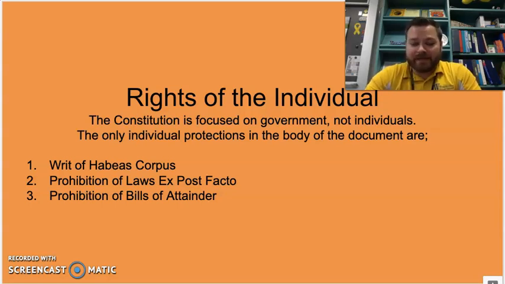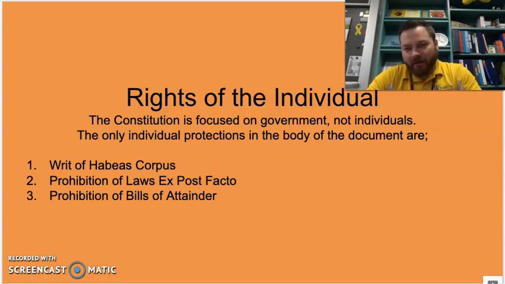Habeas corpus actually predates the Constitution. It's a legal principle that people who are being charged with crimes ought to be brought before a judge and told the crime they're charged with. You cannot be arrested and held in prison indefinitely without being told why you've been arrested and put on trial for that transgression. So that's what the writ of habeas corpus states, and so the Constitution says you can't suspend that.